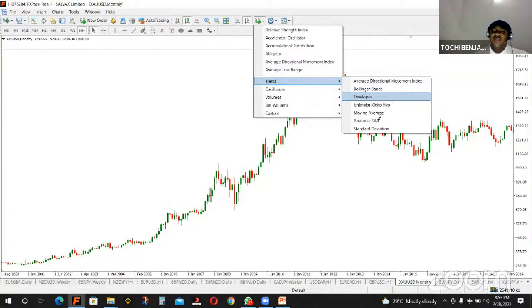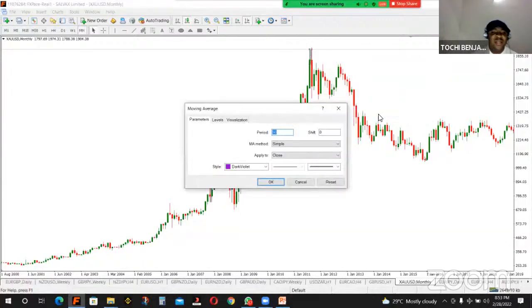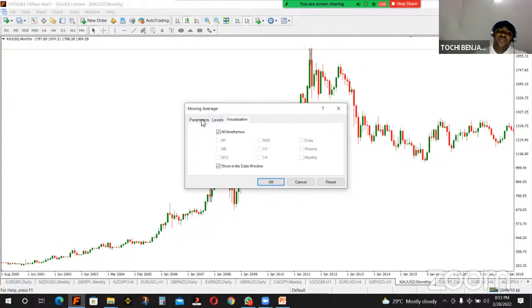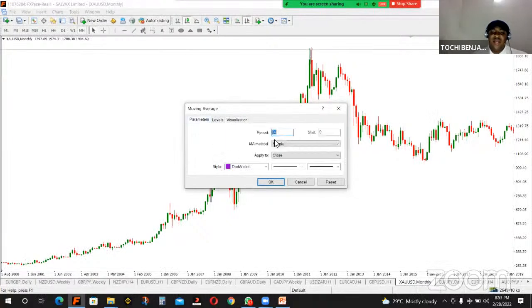Now, I'll come to moving average. I'll click on moving average. On the moving average, you have parameters, levels, and visualization. I'll go to parameters, that's where our concern is. On period, let me put a 10 period moving average, for example. You can put any number you like, there's no problem.